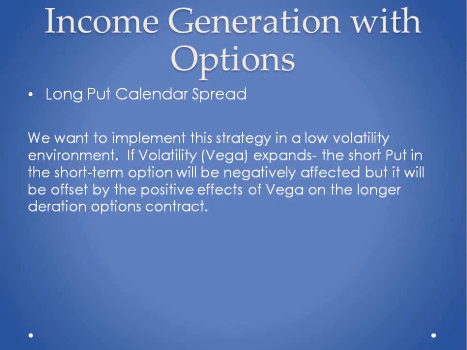And if Vega expands, the short put in the short duration option will be negatively affected, but it will be offset by the positive effects of the Vega in the longer duration options. Because remember, we've said this before, Vega is going to affect the longer term options a lot more than it's going to affect the shorter duration contracts.